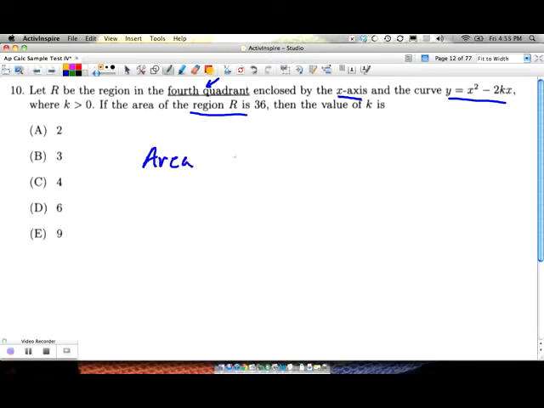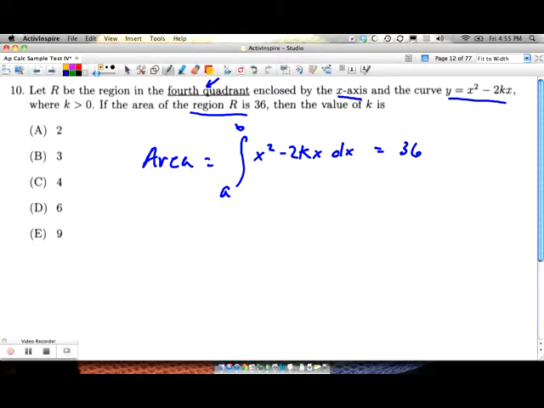And we know that area is going to be the integral, like this. We don't know what a and b are. We've got to figure that out. And we have this curve here, x squared minus 2kx dx. And we know that this area is going to be equal to 36. So we need to think about how this picture even looks, especially if we're in the fourth quadrant.